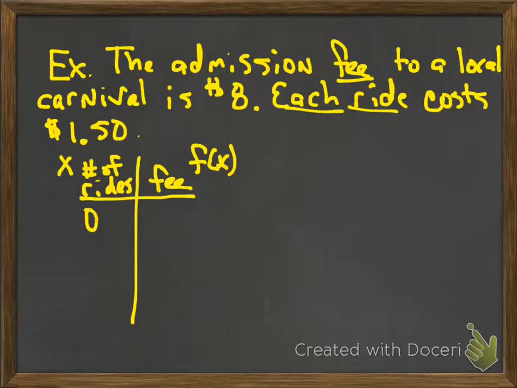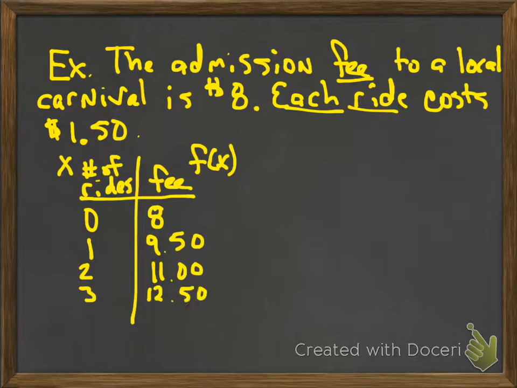And so if I don't ride any rides, I just walk into the carnival, I have to pay an admission fee of $8. If I ride one ride, I'll pay an extra $1.50 to that, so now I've paid $9.50. 2 rides, another $1.50, and that's $11. 3 rides, $12.50. Notice how I'm adding $1.50 each time, $14. Okay, so let's look at the function rule on this.